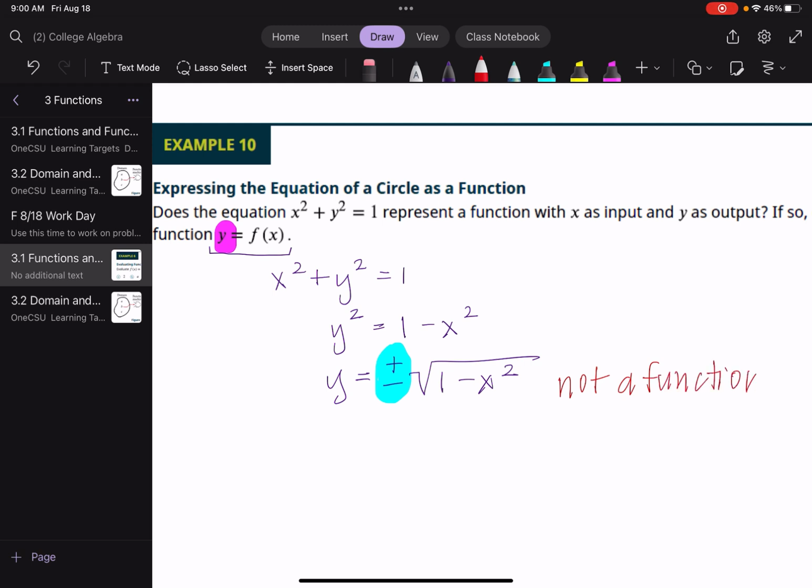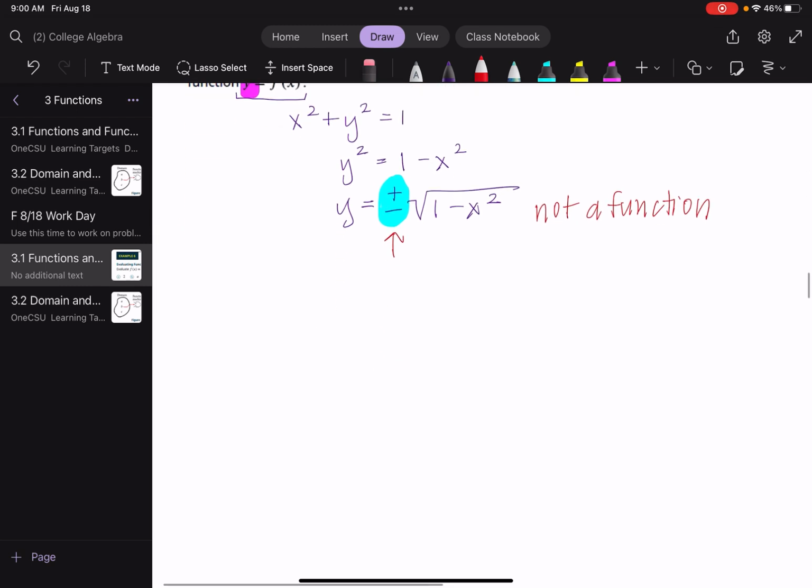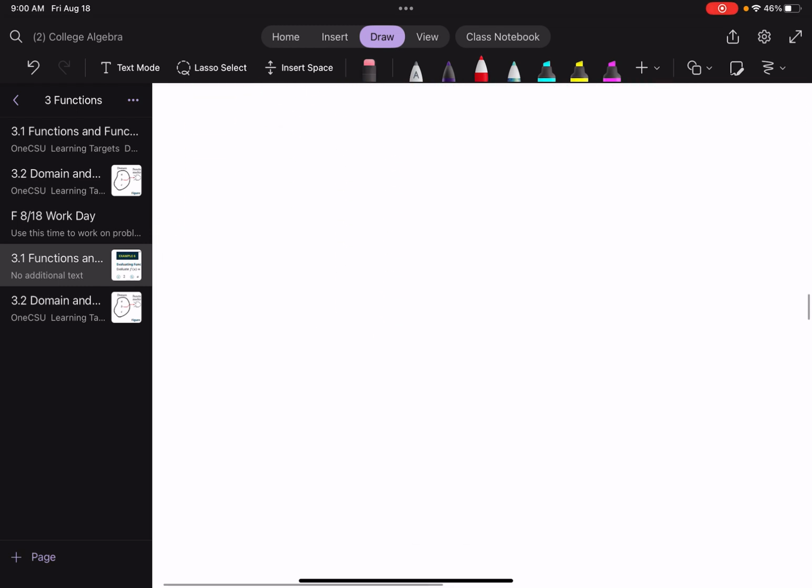So when you see that, when you're solving, and I'm asking you, is the relationship a function? If you see that plus minus, it's not going to be a function. So you have some problems like that. All right, and I think that's all from this section.